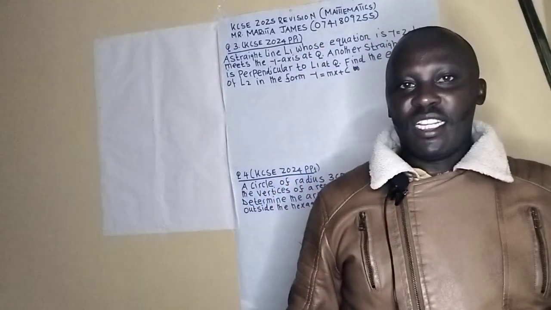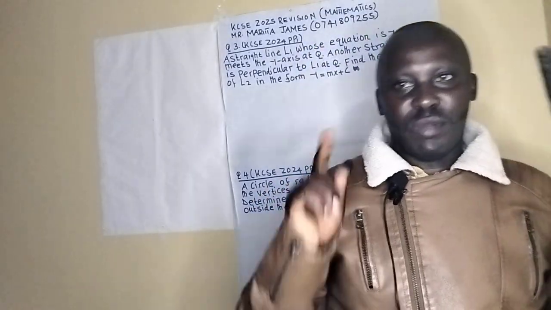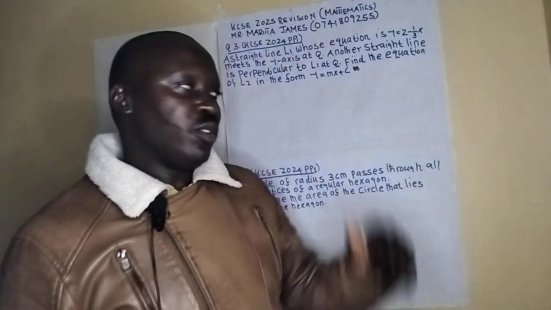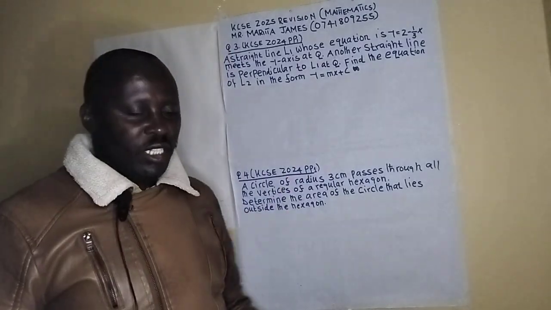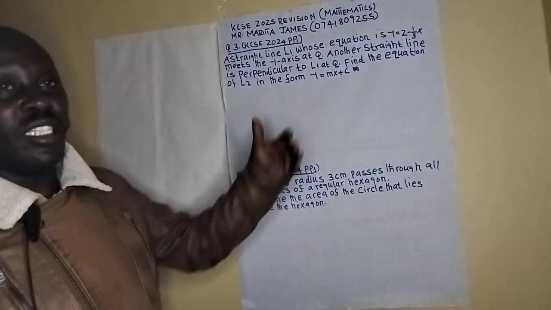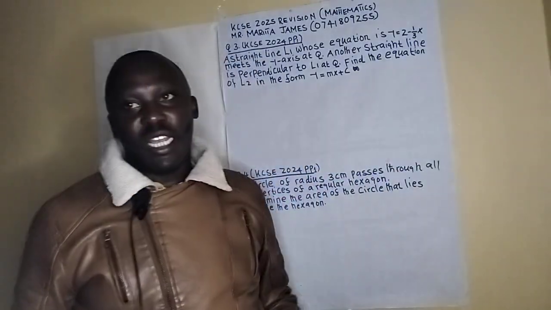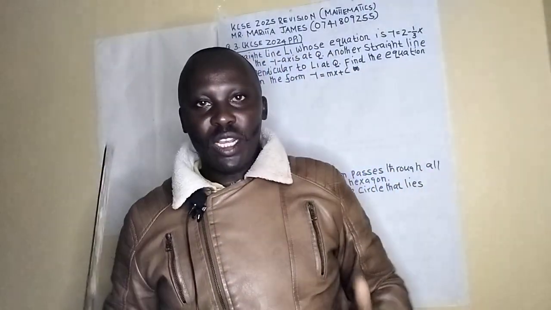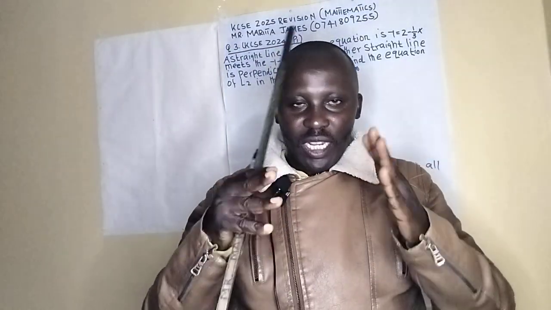We are looking at KCSE Revision Mathematics Paper 1, and today we are looking at question 3 of KCSE Paper 1 2024 and also question 4. Question 3 of KCSE 2024 was from equations of a straight line. In equations of a straight line, you need some principles to understand for you to do this question.